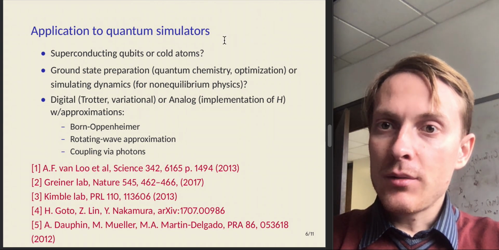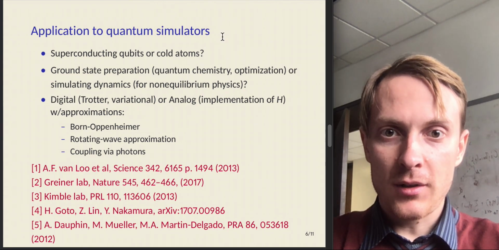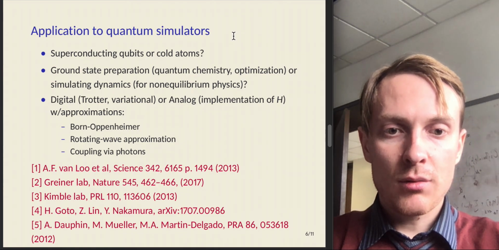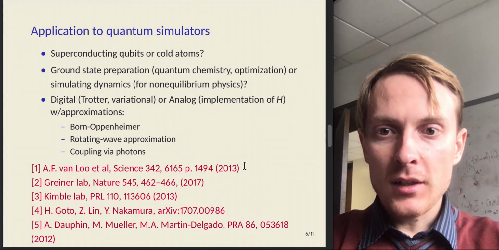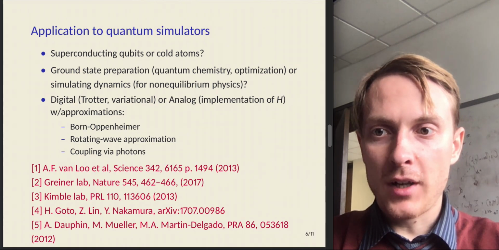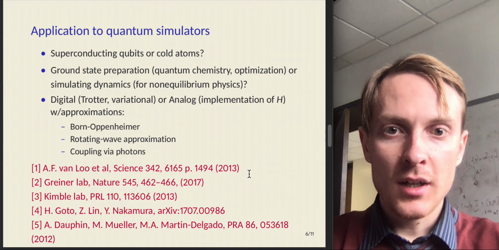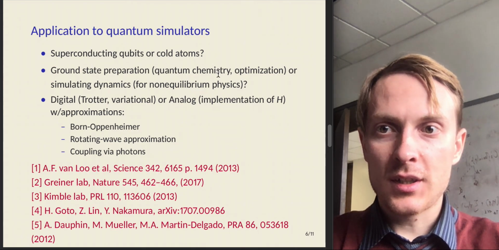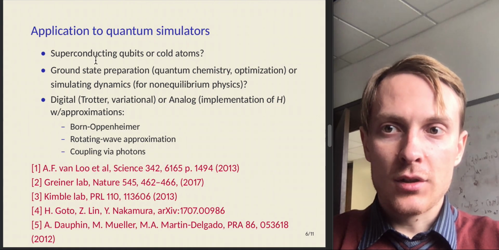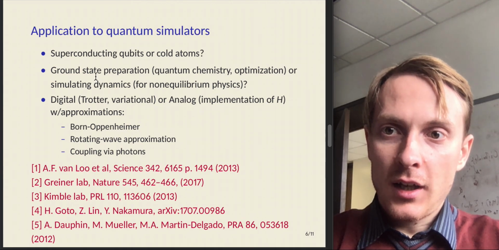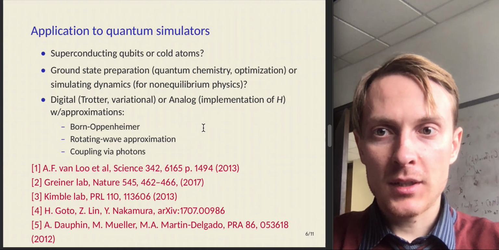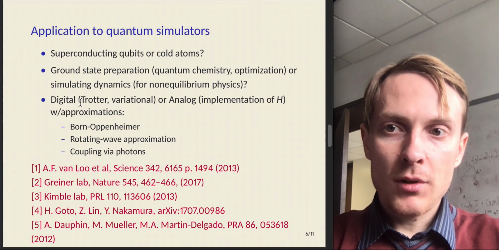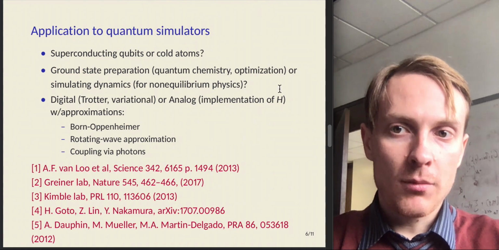So now that the statement of our result has been made, we want to describe how it applies to the field of quantum simulators. All the work in the field, from which I here draw 5 exemplary references, can be put into one of these categories. There are works on superconducting qubits and cold atoms, well, technically also ions. There are works that do ground state preparation or genuinely simulate non-equilibrium dynamics. And there are works that use a digital approach to quantum simulation or an analog approach to quantum simulation.